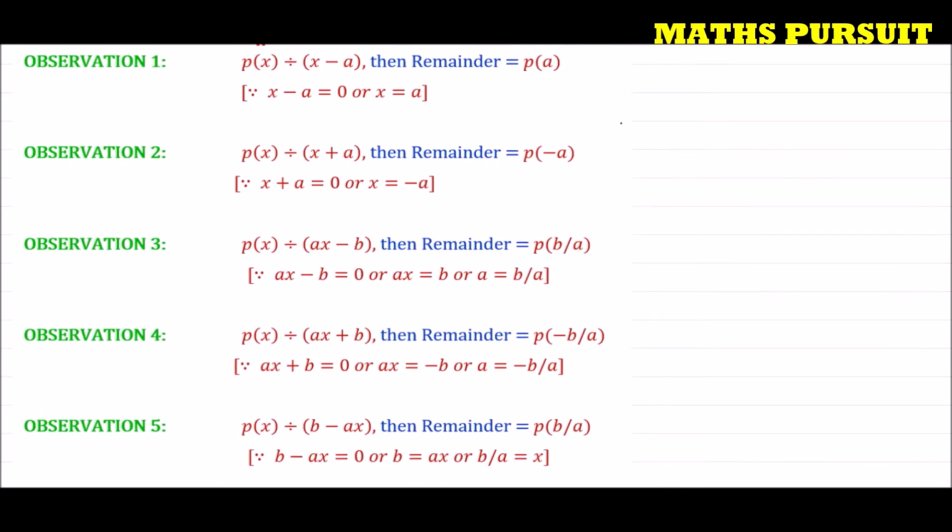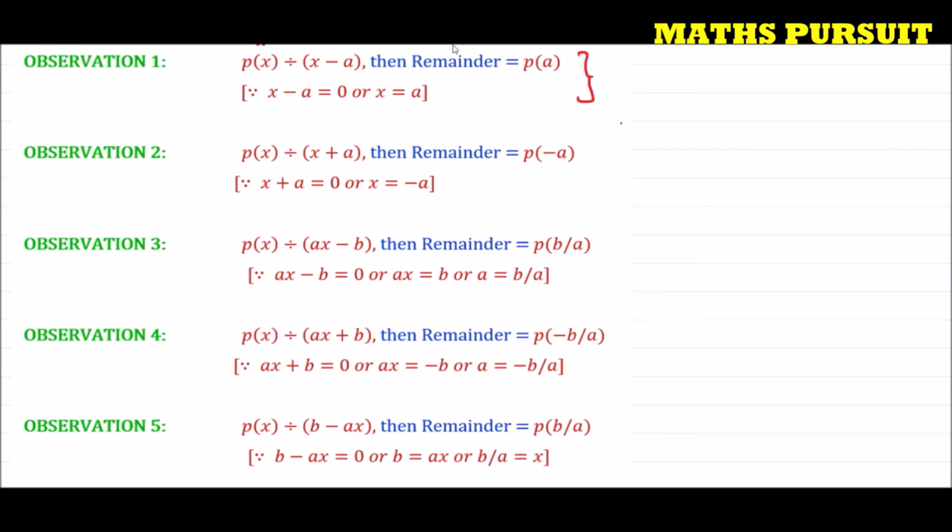I have noted down 5 observations using our remainder theorem. The first observation that we got is that when P(x) is divided by x minus a, that is what we calculated out, then the remainder is equal to P(a).